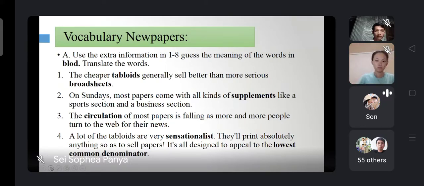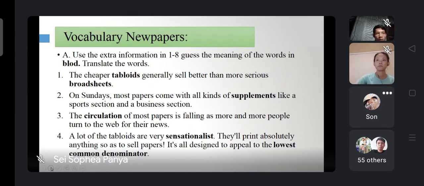Number 3, the circulation of most papers is falling as more and more people turn to the web for their news. Circulation in here means movement to and fro all around something, especially that of fluid in a closed system.